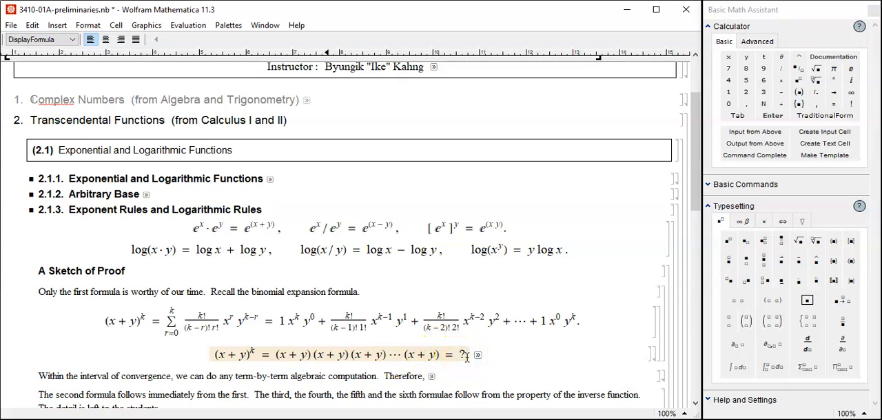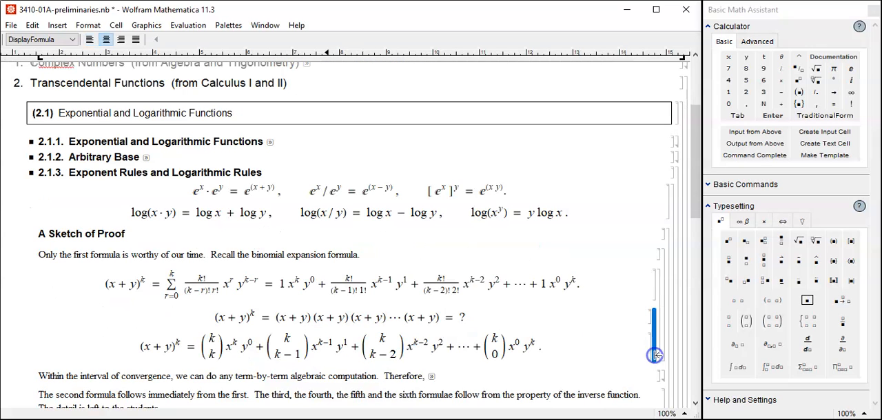And so on. In the end, out of k factors, let's suppose I select x r times, and the other k minus r times I select y. And that's how I'm going to get x to the r power, y to the k minus r power. So this is a combinatorial problem, and you're going to end up with the combination k choose r. And that's basically it.